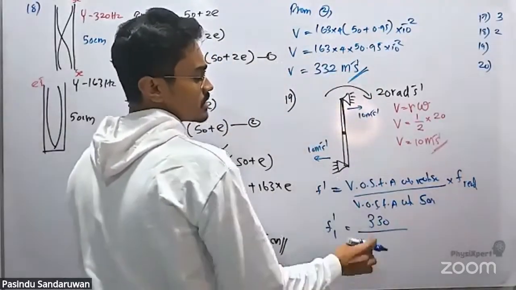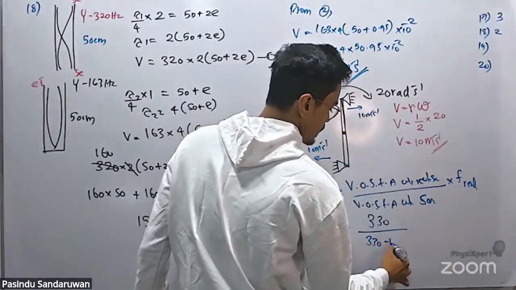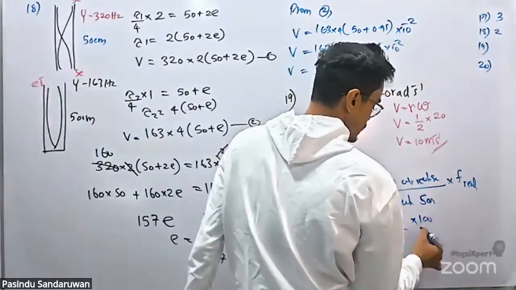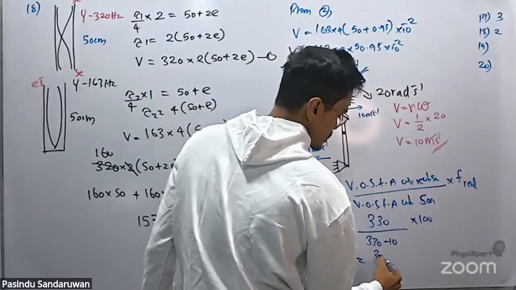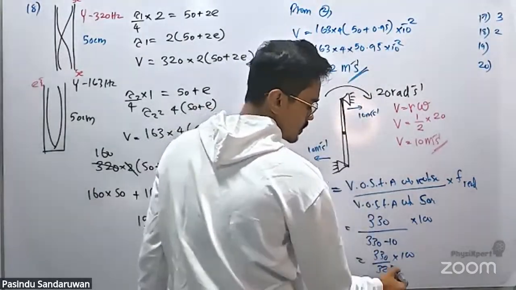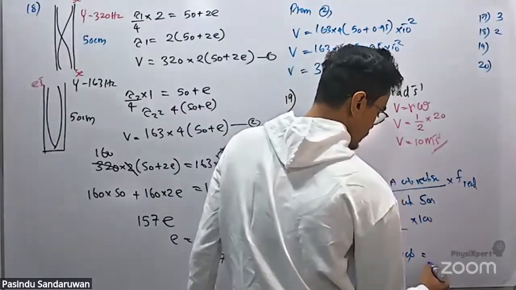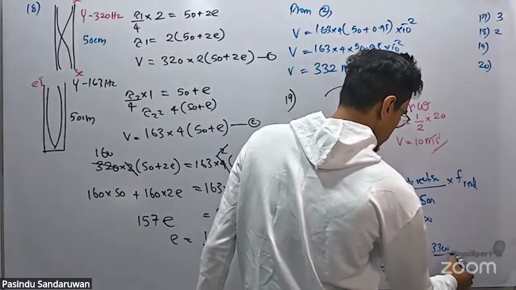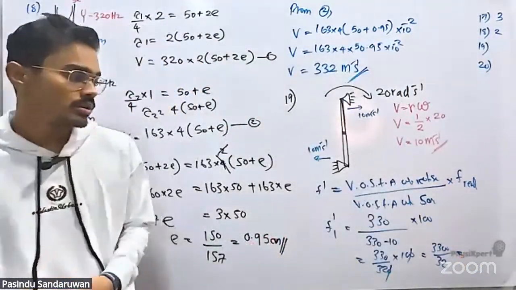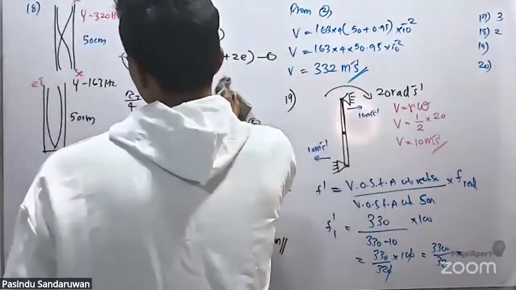And about the source, when it is moving towards the observer, it will be 330 minus 10 into actual frequency 100. So from here 330 over 320 times 100 comes. The zeros cancel. Then the value here is 3300 over 32. We'll keep it like that and do the rest of the simplification. Let me erase this part.